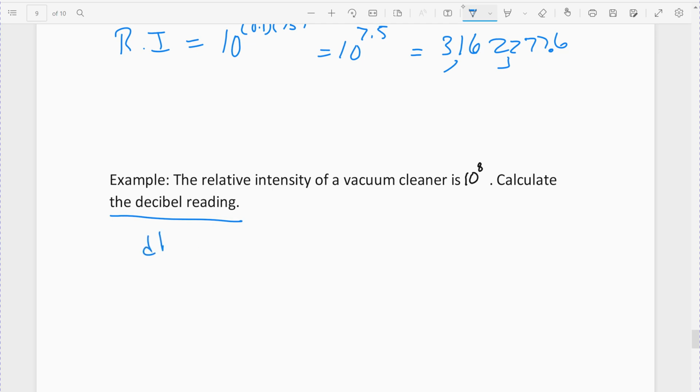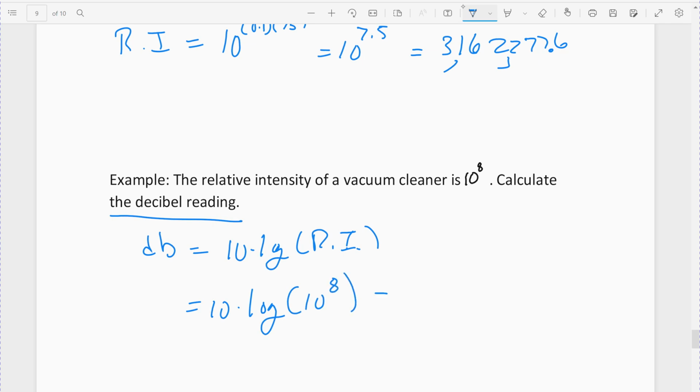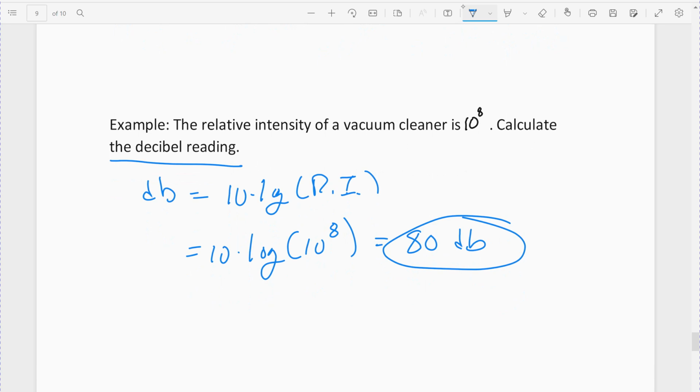Well, the decibel reading is 10 times the log of the relative intensity. So 10 times the log of 10 raised to the 8, which if you type that out on the calculator, comes out to 80 decibels. Alright, 80 decibels is about what a vacuum cleaner is. A normal speaking voice is at 1 million in intensity, and this would have been at 100 million in intensity.